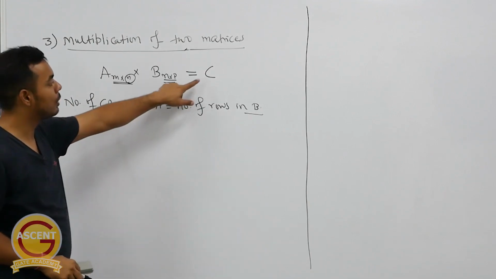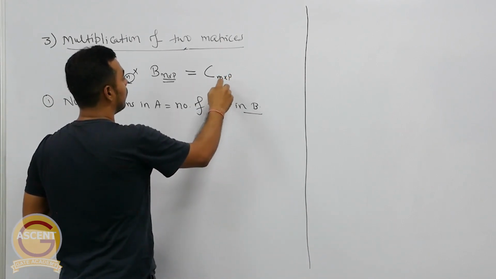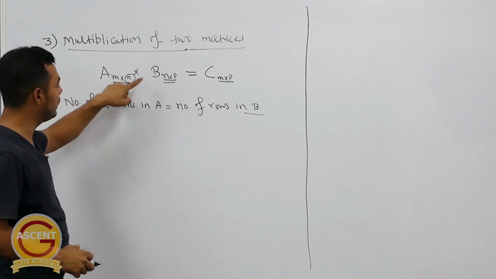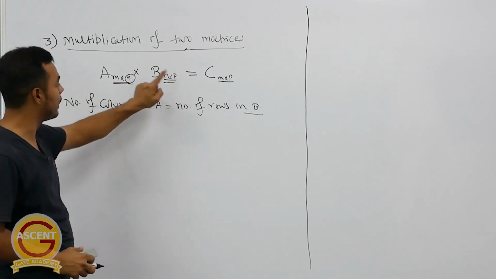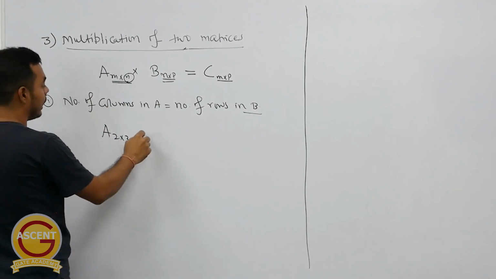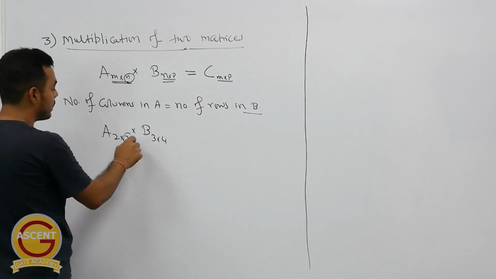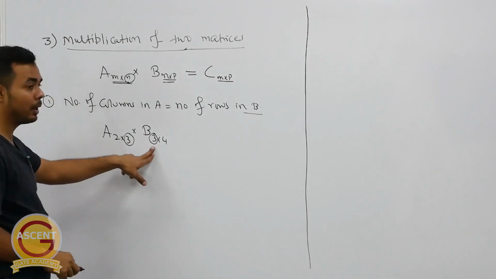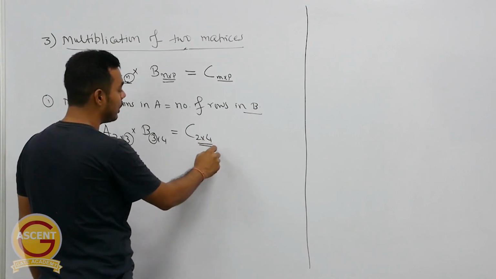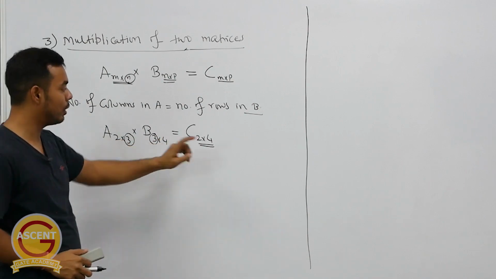Then in that case, the order of this matrix C will be M into P. A is of order M into N, B is of order N into P, so the product of these two matrices will be of order M into P. Let me give you an example. Suppose I have a matrix whose order is 2 into 3, and another matrix whose order is 3 into 4. This multiplication is possible because the number of columns in A is the same as the number of rows in B. And if I multiply these two matrices, the product will be of order 2 into 4. A is of order 2 into 3, B is of order 3 into 4, so the product will be of order 2 into 4.